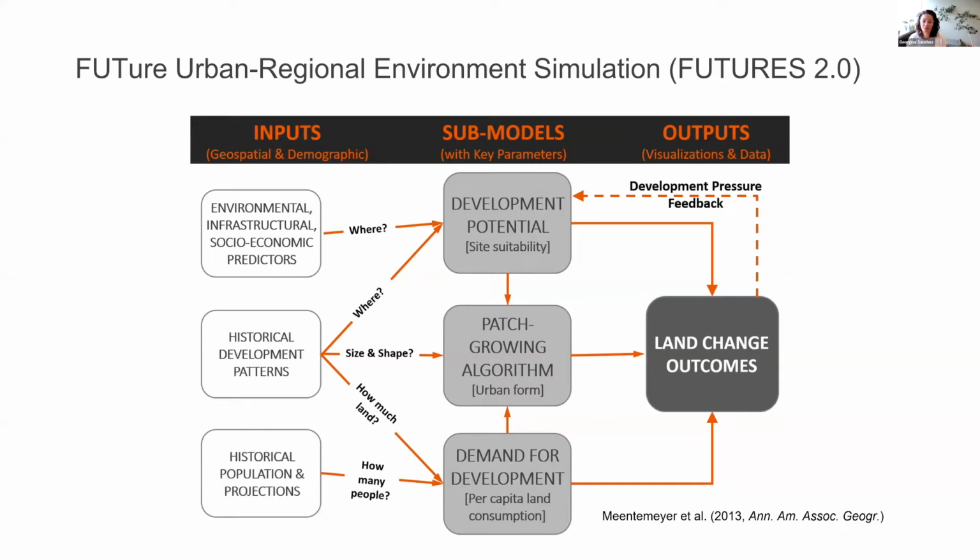Our research team has worked to develop, and we continue improving, a land change model called Futures. Futures was designed to address the ecological and environmental impacts of urbanization. With Futures, we can simulate spatially and temporally explicit patterns of development that consider site suitability, per capita land consumption, and urban form. As you can see here in this conceptual framework, there are 3 core submodels that help us explain where, how much, and the shapes and patterns of newly projected development, and how all of this affects land change outcomes.